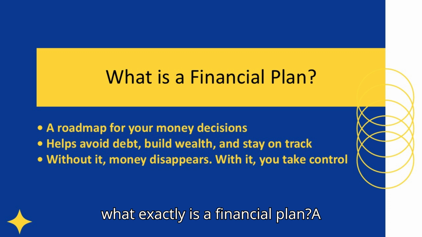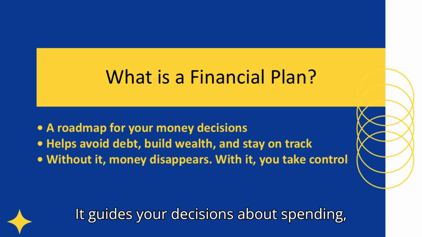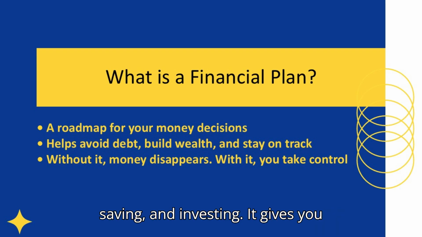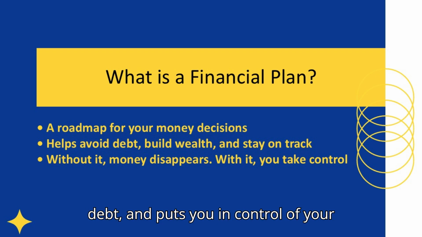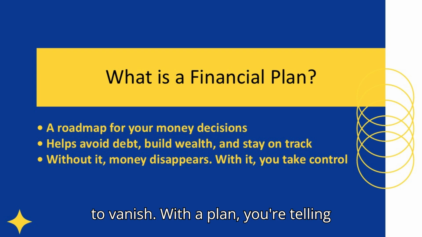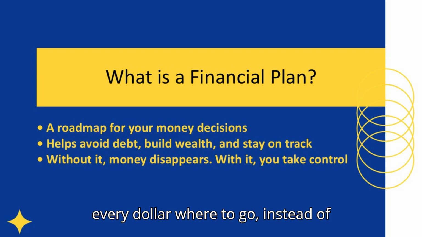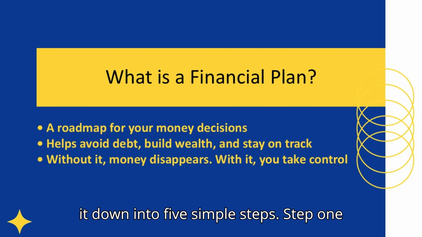So, what exactly is a financial plan? A financial plan is your personal roadmap. It guides your decisions about spending, saving, and investing. It gives you direction, helps you avoid unnecessary debt, and puts you in control of your future. Without a plan, your money tends to vanish. With a plan, you're telling every dollar where to go, instead of wondering where it went. Now let's break it down into 5 simple steps.